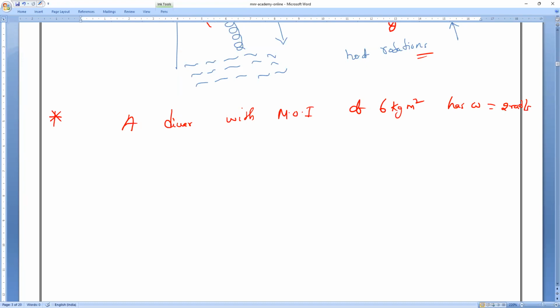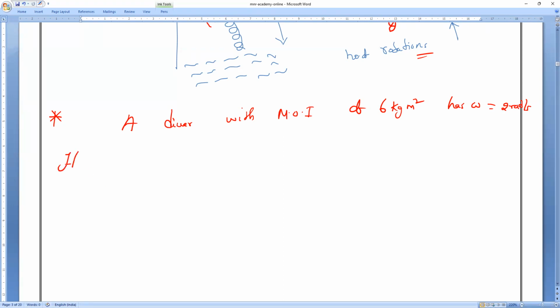What is omega? Everybody, you should speak, then only I can. What is omega? Angular velocity. So we all people already studied angular velocity, you should learn it. Angular velocity omega. Okay, everybody clear? I hope no confusion for anybody. So now the question is that the angular velocity is 2 radians per second.